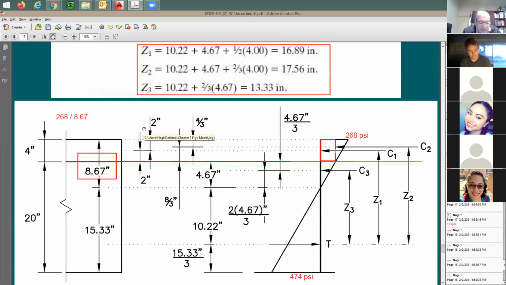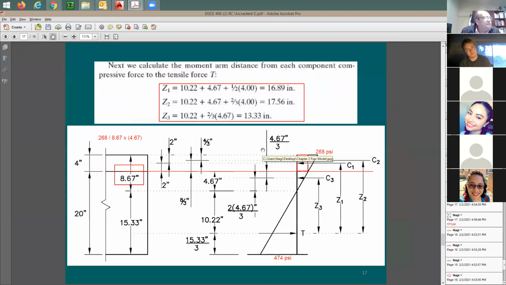How can you find out the stress at this point here? Let me multiply by the distance from here to there. I'm going to say multiplied by 4.67. With that, you're going to have the stress, which is right here. How much is this? Now let me see the analysis. 268, 8.67, and then you have 4.67. Let me see the stress.